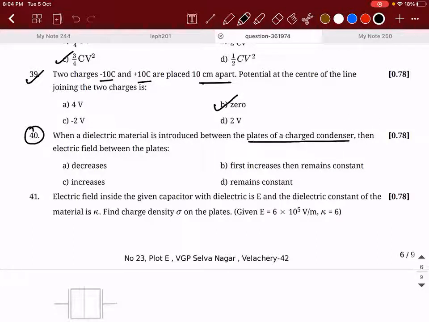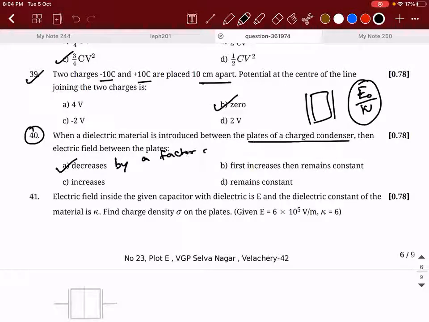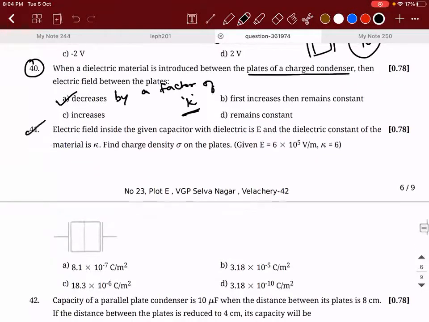So when the dielectric is introduced, what will happen? It will decrease by what factor? K, sir. Yes, it will be E naught by kappa. Correct? It will decrease by a factor of K. What is K? Dielectric constant. So the electric field inside the given capacitor with dielectric is E, and the dielectric constant of the material is kappa. Find the charge density sigma on the plates.